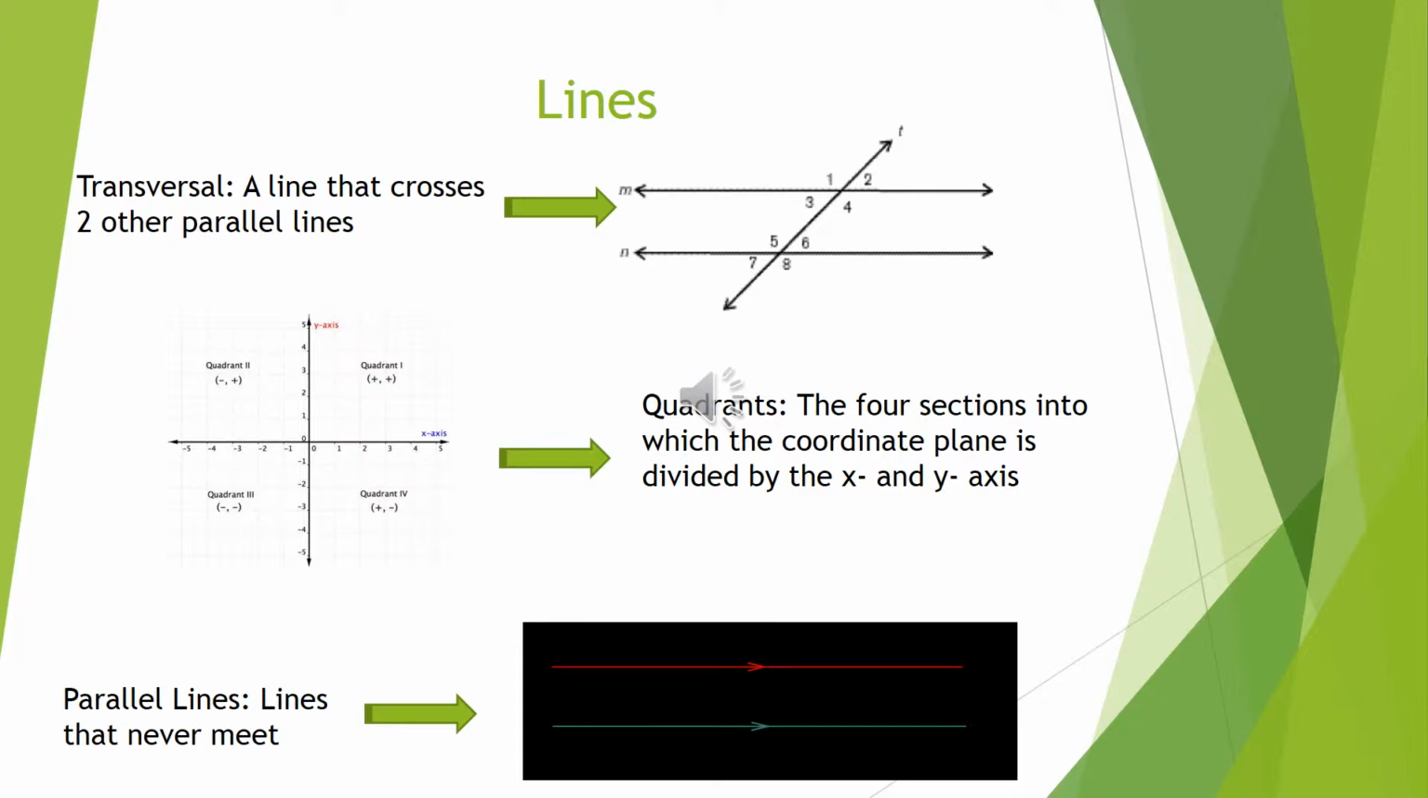Let's start with lines. Here we see what parallel lines, transversals, and quadrants are. Parallel lines are lines that never intersect. Transversals are lines that cross two different parallel lines. Quadrants aren't particularly lines, but are the four sections into which the coordinate plane is divided by the x-axis and the y-axis.